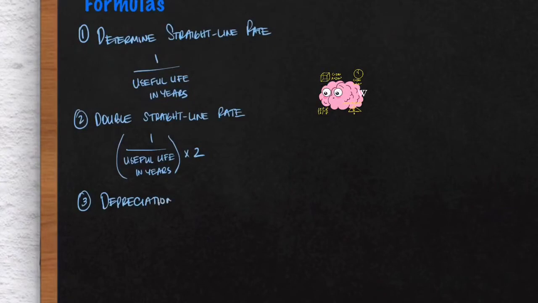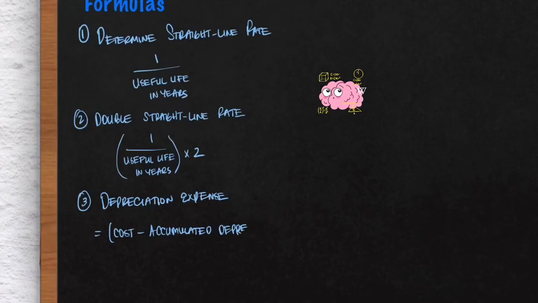So here's your depreciation expense, and you want to use the following formula. It's going to be cost, whatever the cost of the asset was, minus the accumulated depreciation. Notice we don't consider residual or salvage value for this formula, unlike the other forms of depreciation. Times the double declining balance rate, which is the rate that you calculated in step 2.